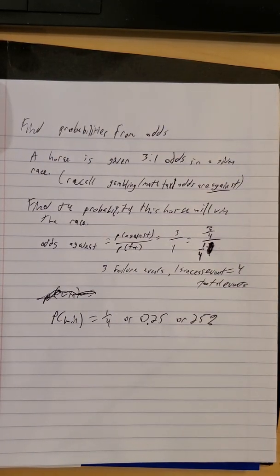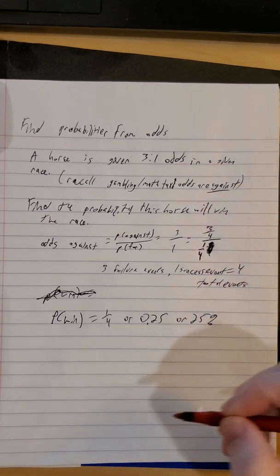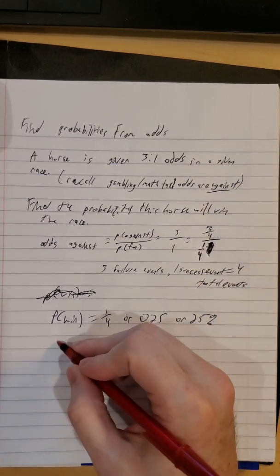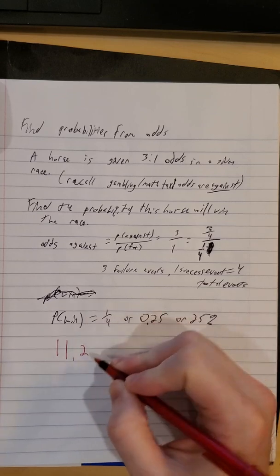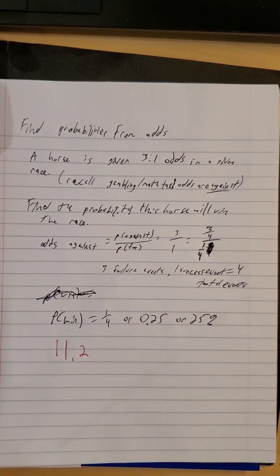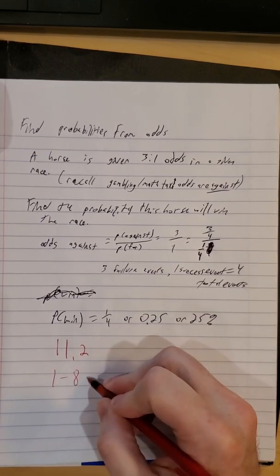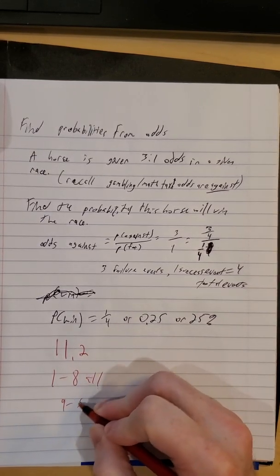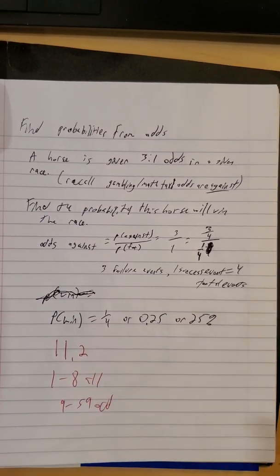Just sort of working our formula backwards. So in this section, 11.2, I would recommend 1 to 8 all and 9 to 59 on the odds.